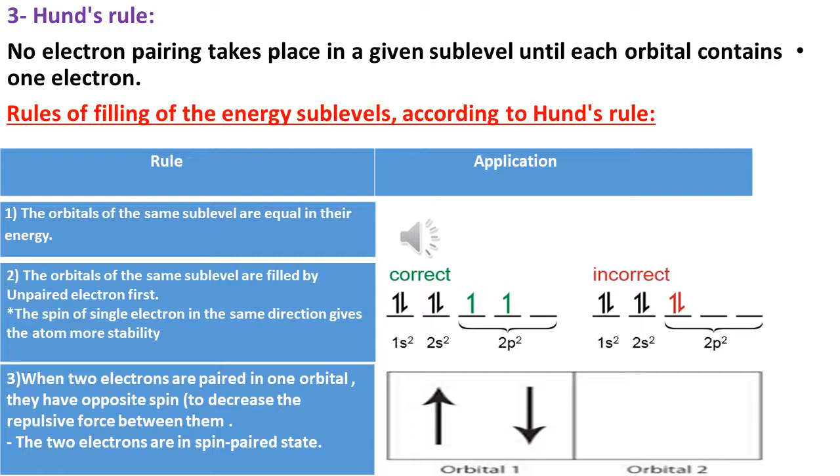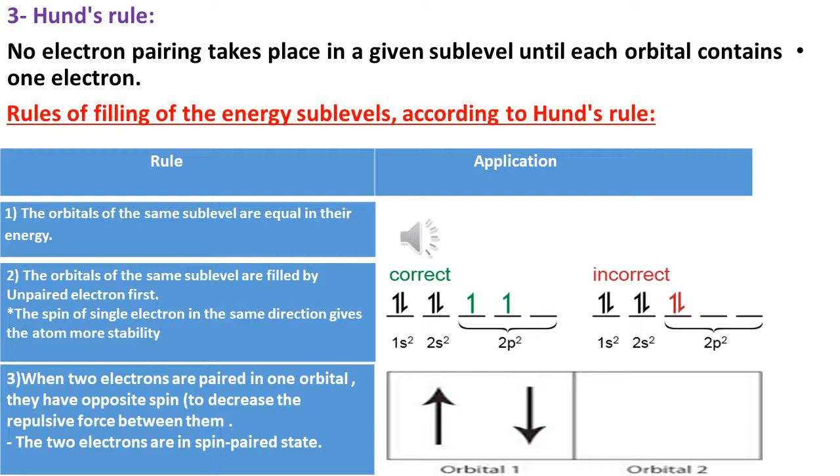Number 2. The orbitals of the same sublevel are filled by unpaired electrons first, like 2p2. We do not fill the two electrons in px. No, we fill one electron in px and the other electron in py, because the spin of single electrons in the same direction gives the atom more stability.